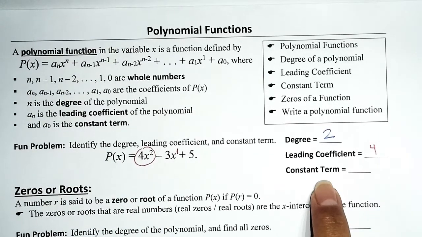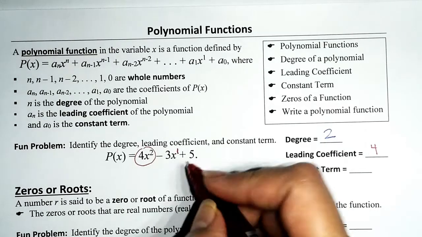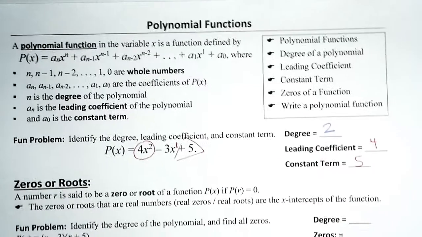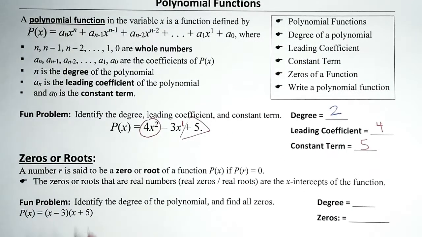Constant term is just a fancy way to say number. Okay, so that loose number is 5. So the constant term is 5. So we have zeros or roots. So it says a number r is said to be a zero or root of a function p of x if p of r equals 0. Okay, whatever that means. Okay, so I'm going to try to explain it to you in a bit.